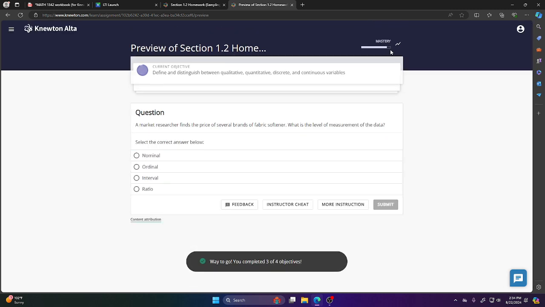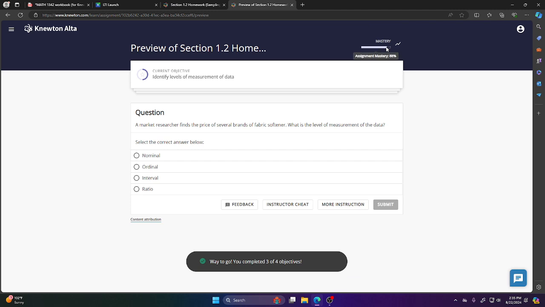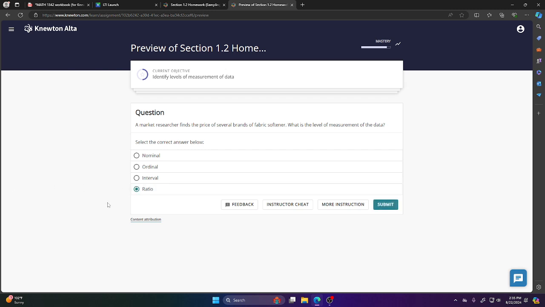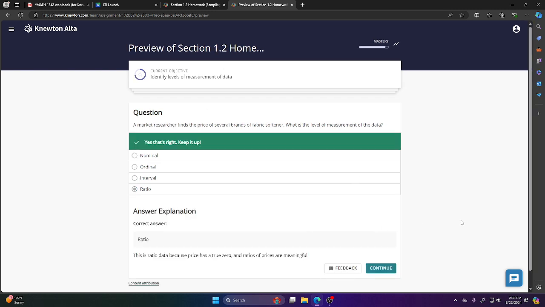Okay, we're almost there. What is this? We're at 88. Market research finds the price of several brands of fabric softener. So the price, what would that be? Ratio, because well, they could be giving it away for free, 0, but they could also be paying you to take it, right? Negative. I'm just joking. I know.